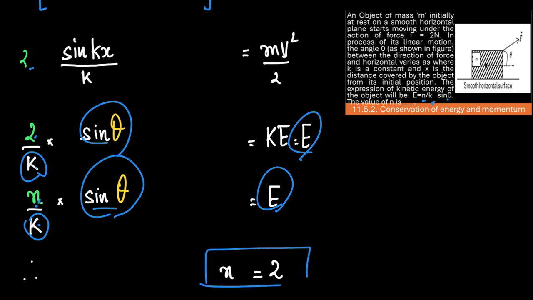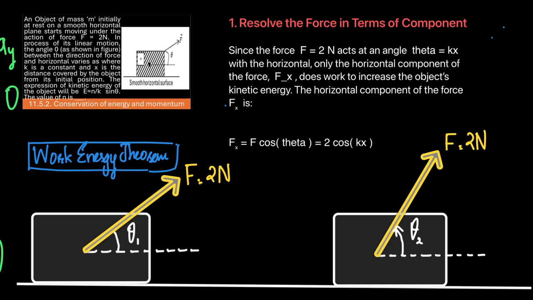Okay. Now we'll do the same question using the work energy theorem. So now let's solve the same question using the work energy theorem, right? To do this question using the work energy theorem, first we should understand what the work energy theorem is. It simply states that work done by a force should be equal to the change in kinetic energy of the body, right? So since this F is acting at an angle theta, we should first identify which component of this force is doing the work.